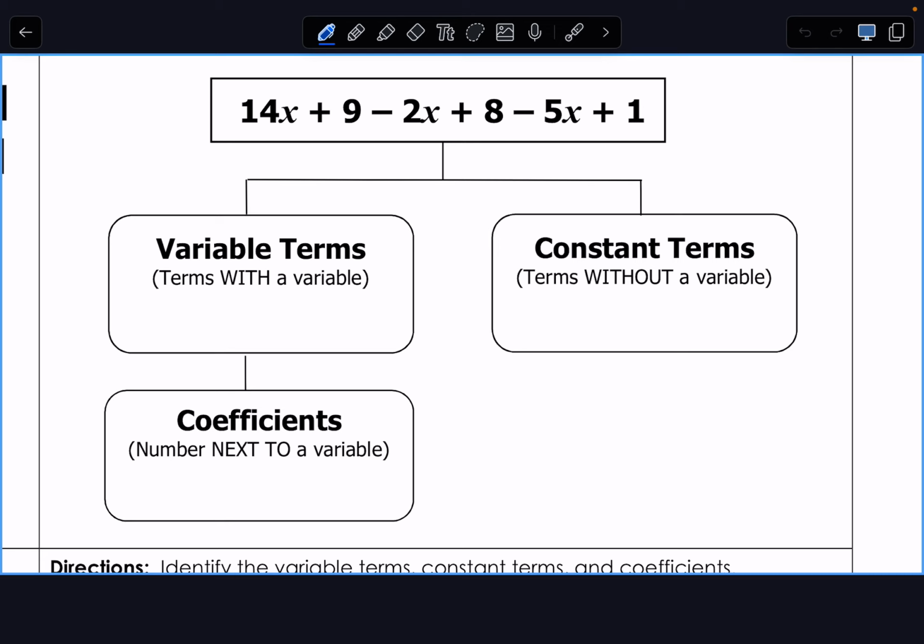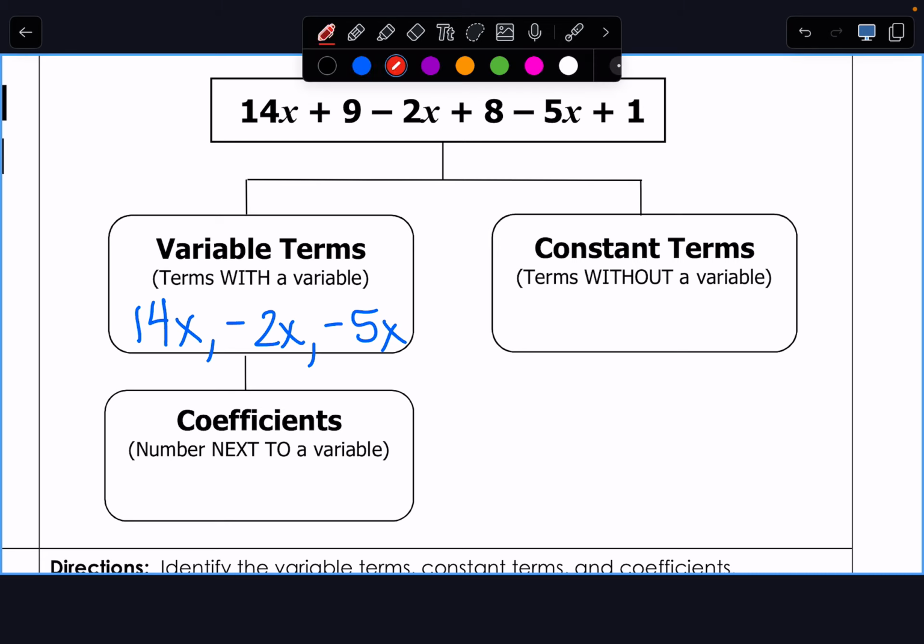Which ones are the terms with a variable? I agree with 14x. I almost agree with 2x and 5x. The subtraction has to stay with the number. Those are our variable terms. Our constant terms are the ones without a variable, like 9 and 8 and 1.